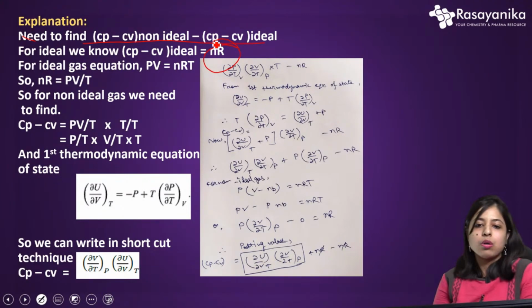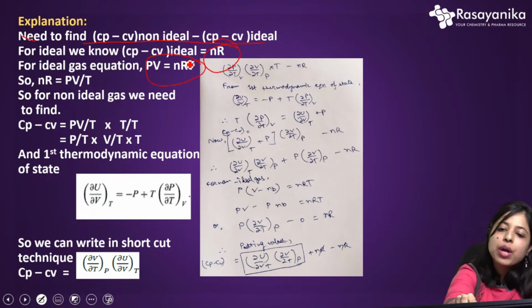Now we also know our perfect gas equation, the ideal gas equation, that is PV equals nRT, or when n equals 1, we can write PV equals RT. So basically this is PV equals nRT.